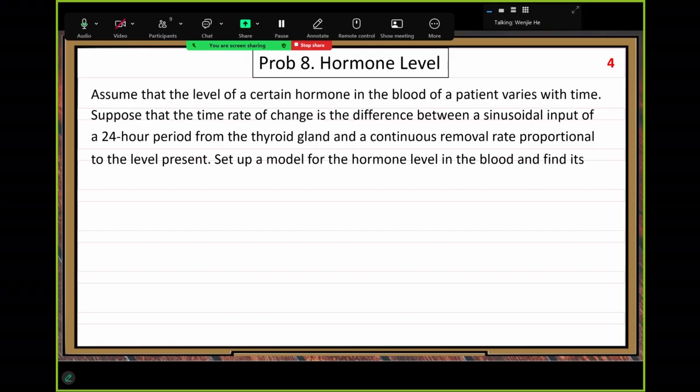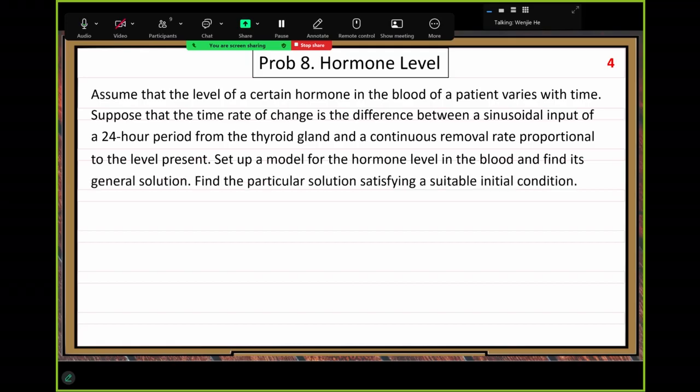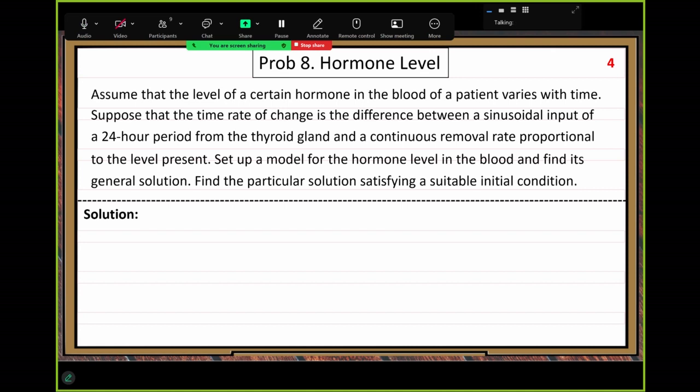Set up a model for the hormone level in the blood and find its general solution. Find the particular solution satisfying a suitable initial condition. All right, so the question: we need to do the modeling. Set up the equation, because the law is given. The physical law is given in the problem description.